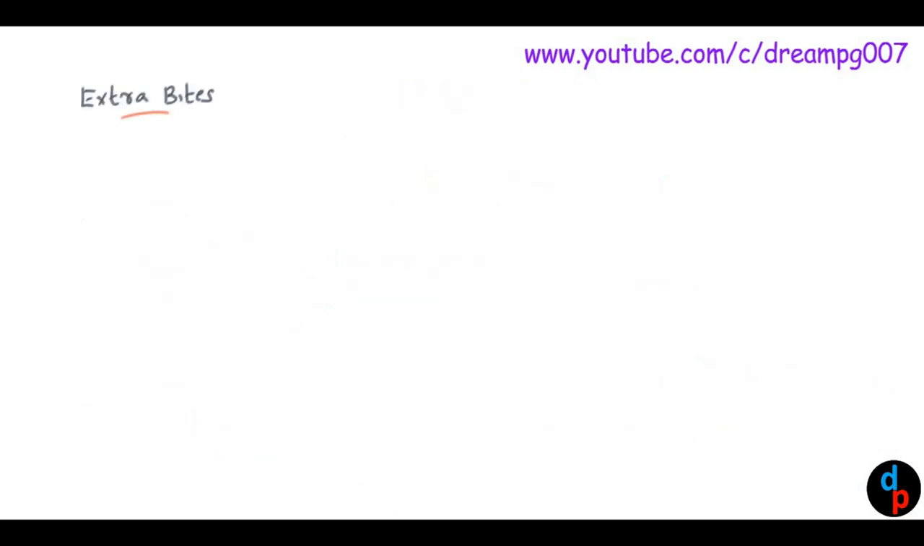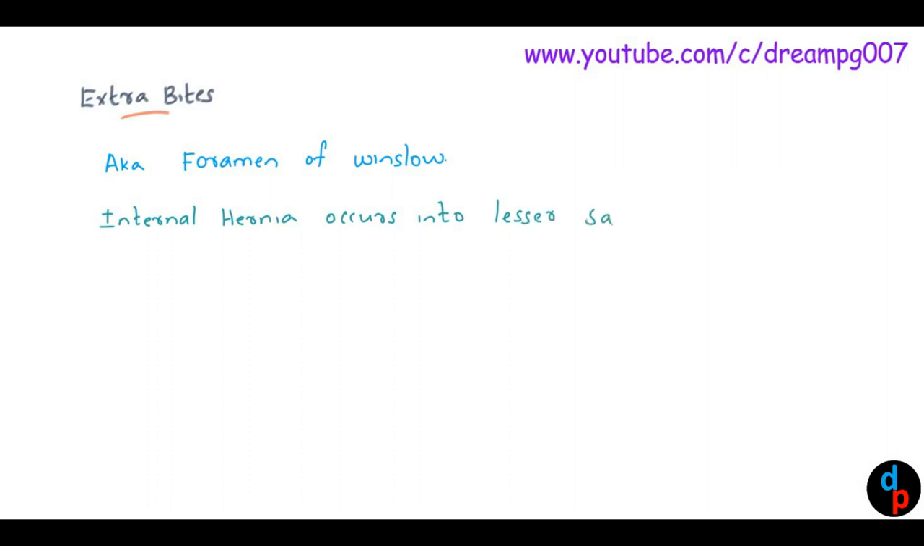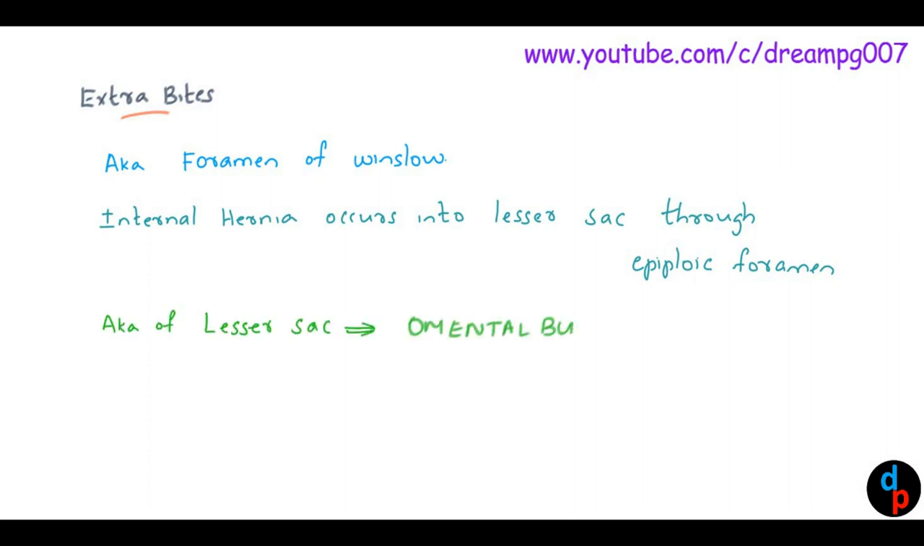We will look into some other one-liners in this topic that will be very helpful for the examination. The other name for epiploic foramen is foramen of Winslow. Internal hernia can occur into the lesser sac through the epiploic foramen. The other name for the lesser sac is omental bursa.